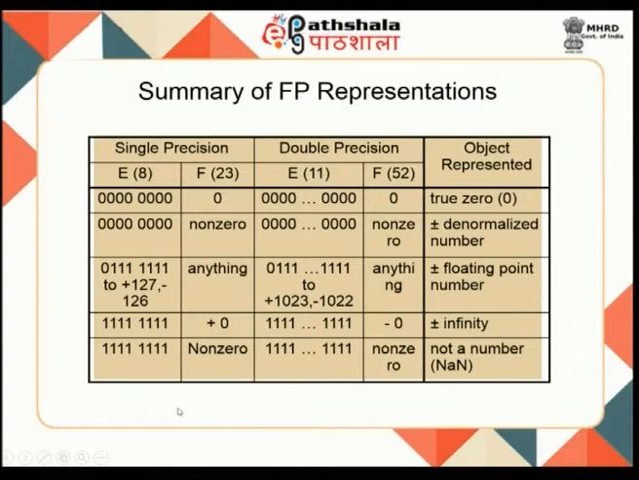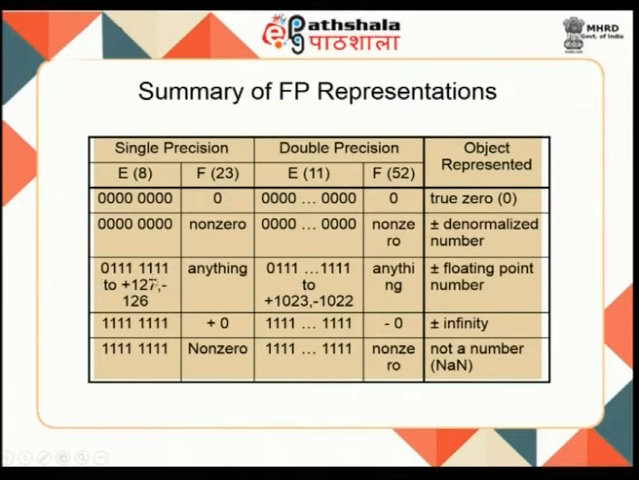For single precision, you are going to have an 8-bit biased exponent representation, and a 23-bit fractional part. For double precision, you are going to have an 11-bit biased exponent part and a 52-bit fractional mantissa part. If the exponent part is all zeros and the fractional part is also zeros, it represents a true 0. If your exponent part is all zeros and your fractional part is non-zero, then depending upon the sign of the number, it represents a plus or minus denormalized number.